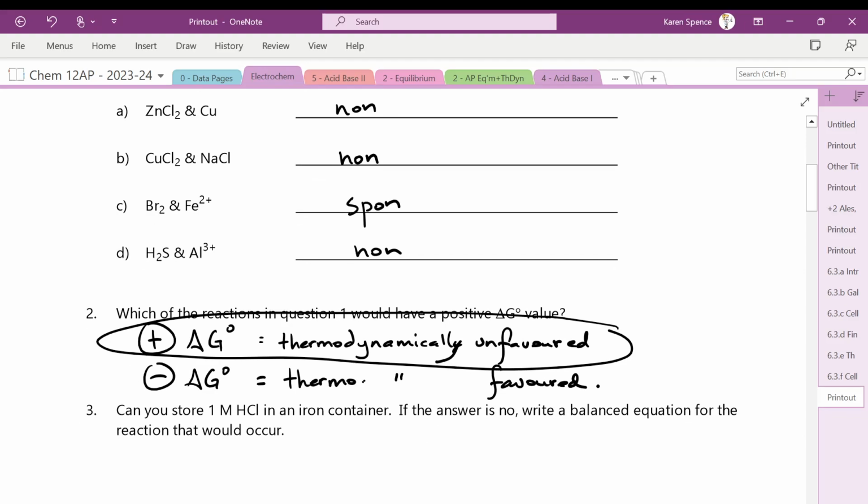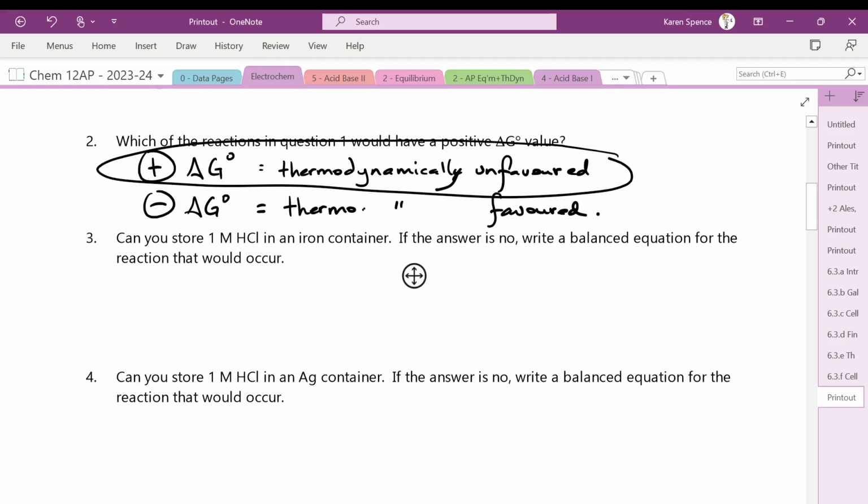Anyone want 3 or 4? 4. Okay, so we have Ag, silver, in HCl. So we have an H+, we have a Cl-, and we have Ag. Those are the species that we are working with.